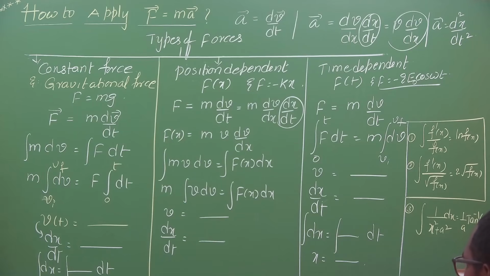G is constant. If you take G as a constant, then only it is a constant force. Otherwise, if you take G as varying with respect to height, that is different. We are not sending any rockets now. We are throwing a ball here, and G is a constant one.